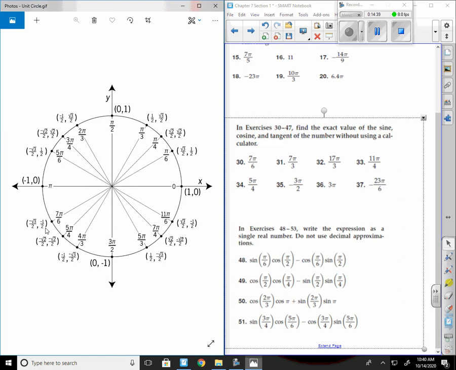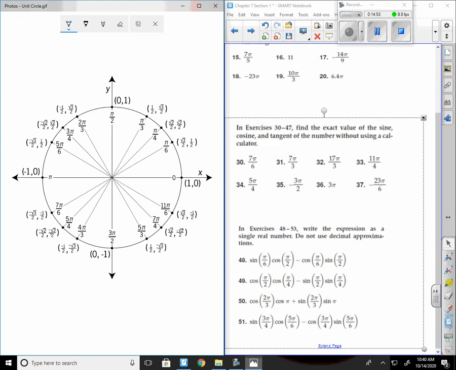Next up was 7 pi over 3. If I look at my chart, I have a problem. I don't have 7 pi over 3. You idiot. That's not too bad to find now, because I know that this is 6 pi over 3. And how do I know that? Because that's just 2 pi. So now go pi over 3 more. I end up here, pi over 3, that's coterminal with 7 pi over 3.